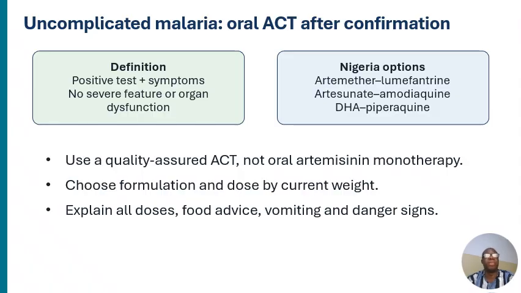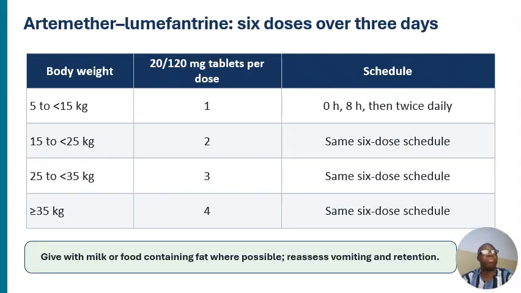An ACT prescription must name the specific combination, the strength, the number of tablets or the volume per dose. The timing of all doses and the duration also must be well stated. So now we will make that treatment concrete by walking through the common ACT, that is the artemether-lumefantrine schedule.